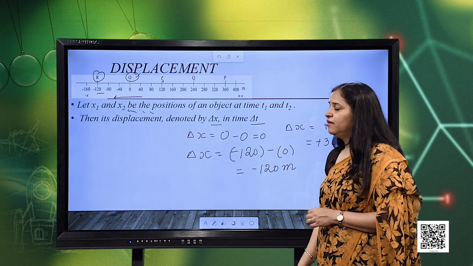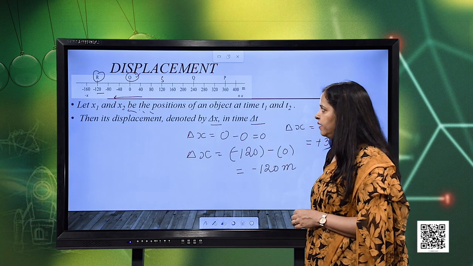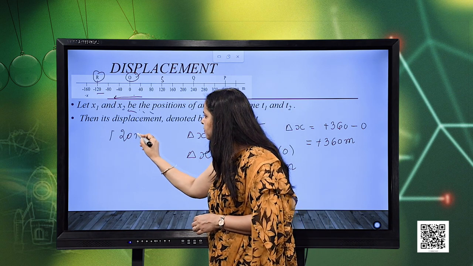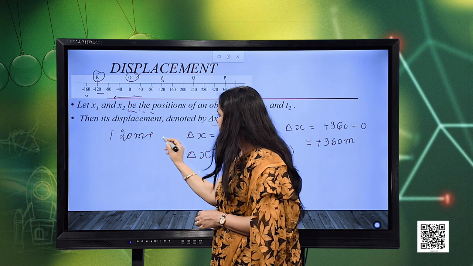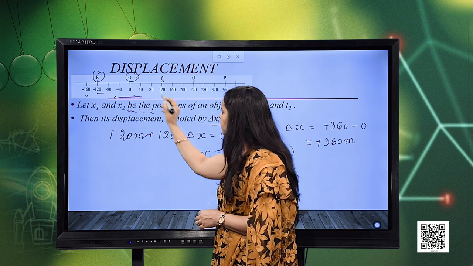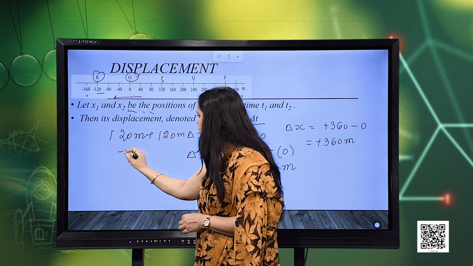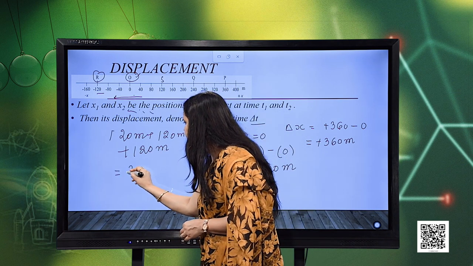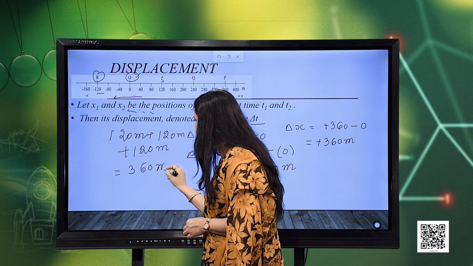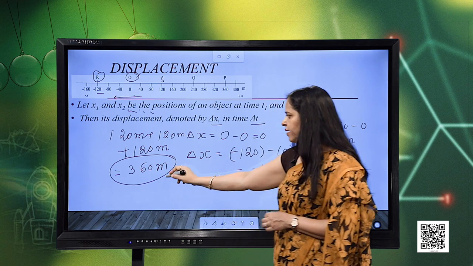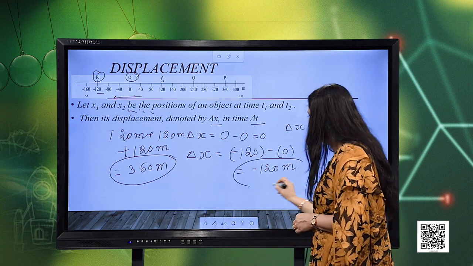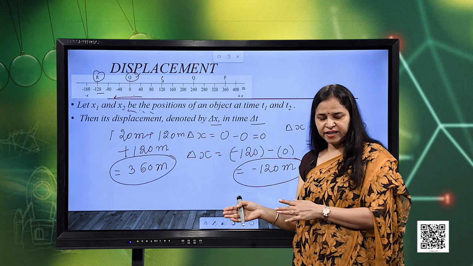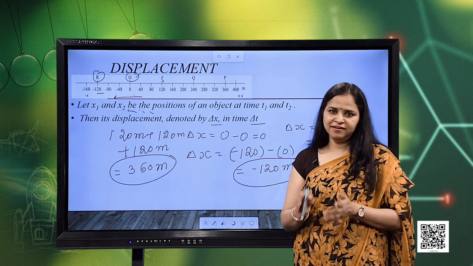And in the same case, if I need to consider the distance, what would it have been? 0 to 120 is 120 meters, the length of the path, plus again to 0, so again 120, add up, then again to 120 on the other side, so again plus 120 meters. And when you add all the three, you get 360 meters. Now see the difference. The distance traveled is 360 meters, whereas the displacement is minus 120 meters. I hope you understood well the difference between distance and displacement, how to measure the distance and how to measure the displacement.